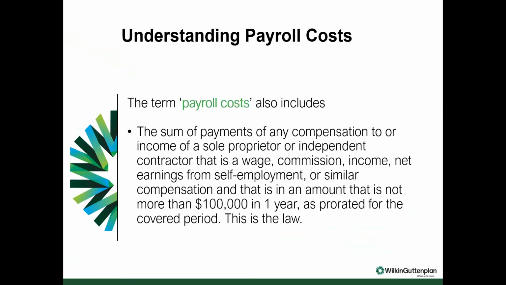It says the term payroll costs also includes the sum of payments of any compensation to or income of a sole proprietor or independent contractor that is a wage, commission, net income, net earnings from self-employment, or similar compensation that is in an amount not more than $100,000 in 1 year as prorated for the covered period. And this is what the law says. So when we read the further guidance we've gotten, the implication is that this created a window for independent contractors to make their own claims for P3 loans.